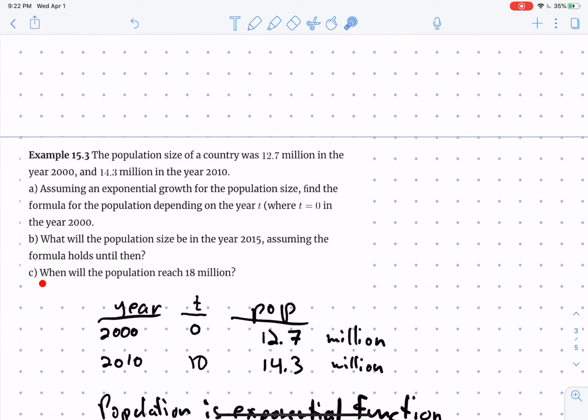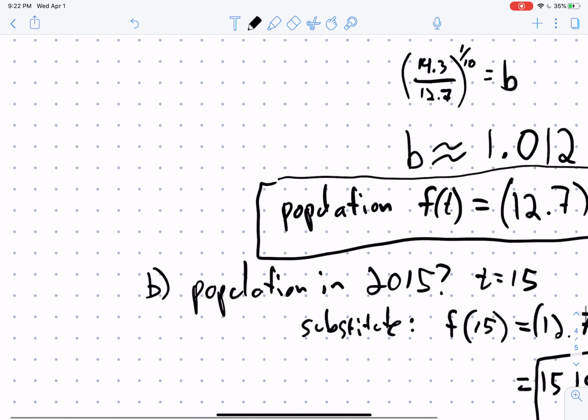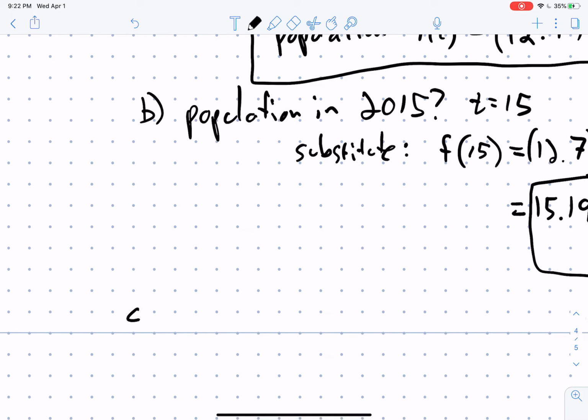Finally, part C: when will the population reach 18 million, assuming that this model still continues to hold? So let's take a look. When will it reach 18 million? Well, the population, of course, is not given by t. T, the time, that's what we're trying to find. What we're trying to figure out is for which t do we get that f of t is equal to 18 million? So we want to find the correct t to put in.